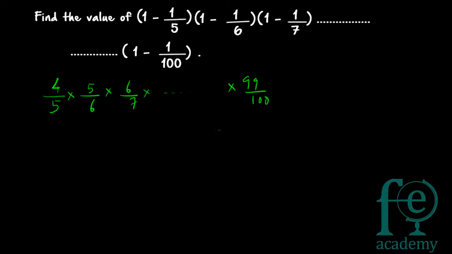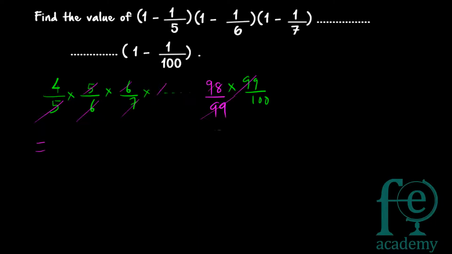In the consecutive terms, you can cancel out the common terms. Look, 5 and 5 are getting cancelled. 6 and 6 will be getting cancelled here. Similarly, 7 will be cancelled with the 7 of the next term of the series. And here also the preceding term will be 98 by 99, so 99 and 99 will be getting cancelled.